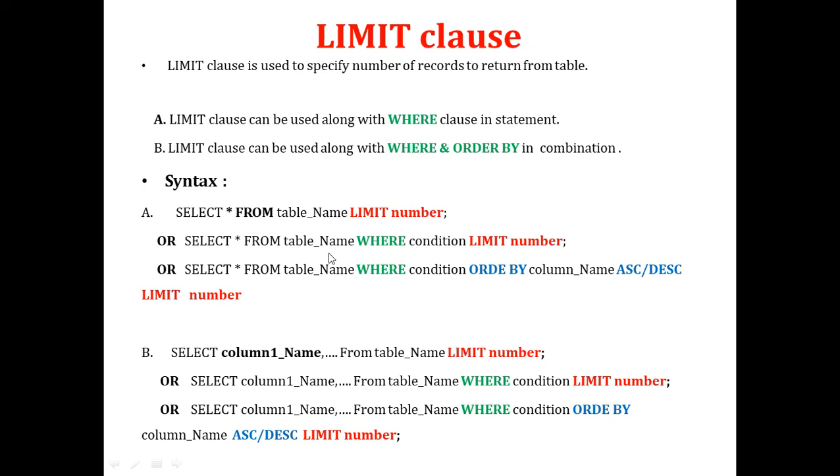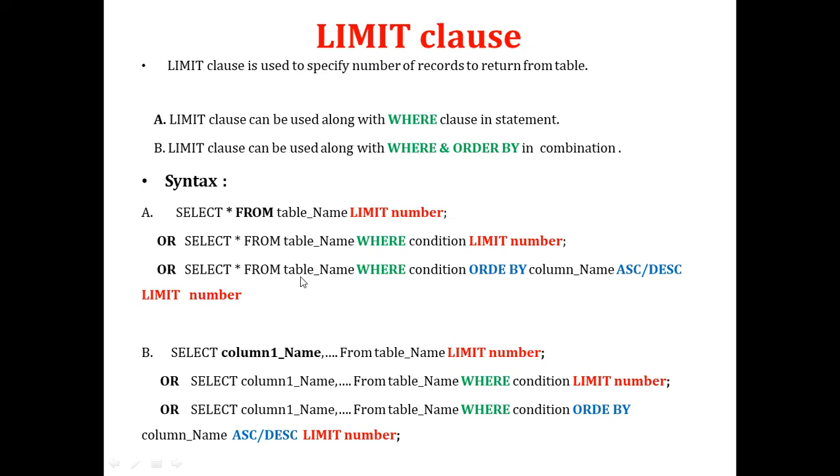Or the next possibility is that after the table name, firstly you mention the condition with a where clause, then arrange that data either in ascending or descending order with the order by clause, and then out of that you access only a specific number of records with the limit clause, that is, write down limit followed by the number of records you are interested in.